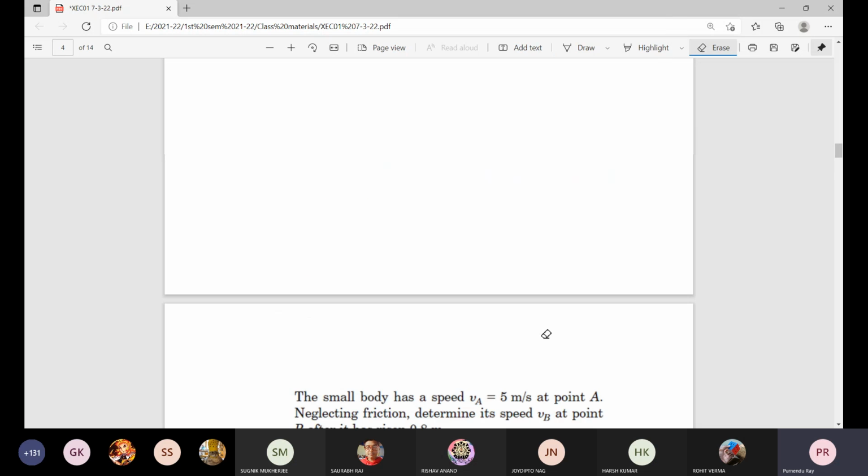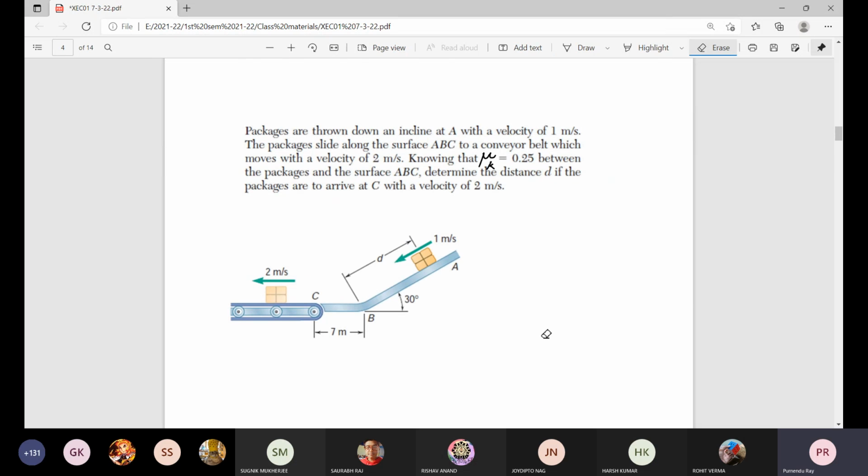Now, a similar case is here. Packages are thrown down an incline at A with a velocity of 1 meter per second. The packages slide along the surface ABC to a conveyor belt, which moves with a velocity of 2 meter per second. Knowing that the kinetic coefficient of friction is 0.25 between the packages and the surface ABC, determine the distance D if the packages are to arrive at C with a velocity of 2 meter per second.